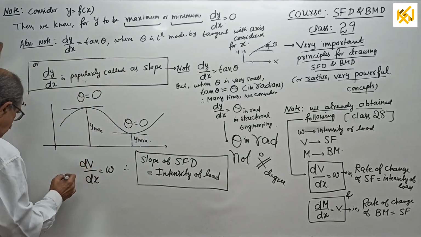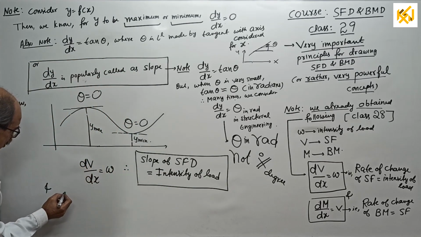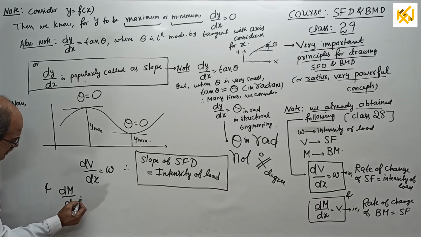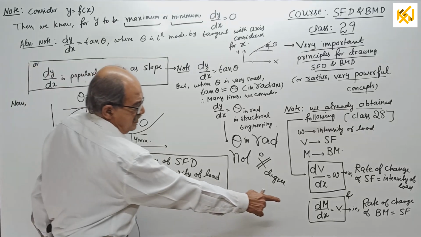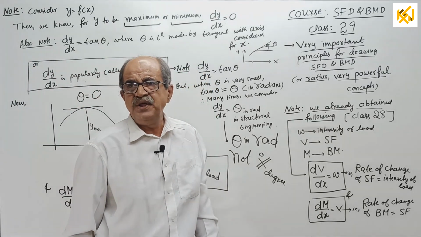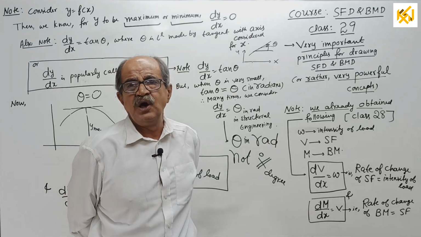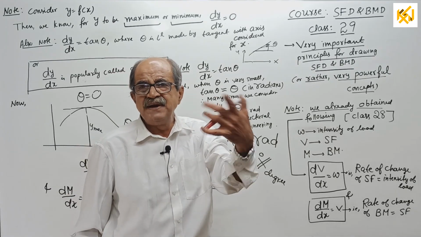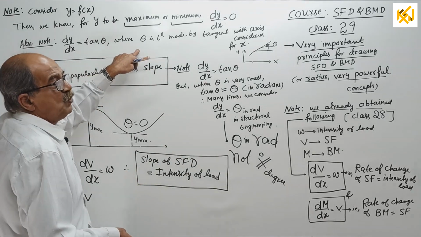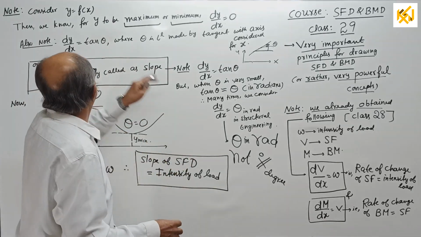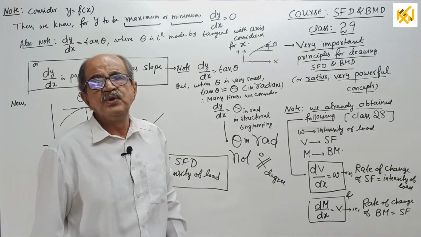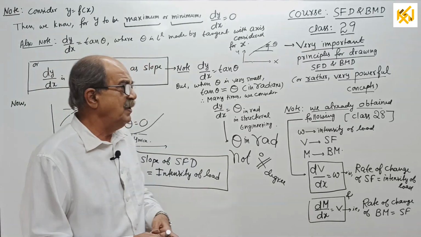And once again, we know dm by dx equal to V. Again, what is dm by dx? Instead of y, you change over to m. There y is a function of x. Here m, bending moment, is a function of x. So y is not there, it is m. Later, your y is the deflection for us. This is a mathematical y. In structural engineering later, you take y as deflection. Worry about it later when I consider deflection.